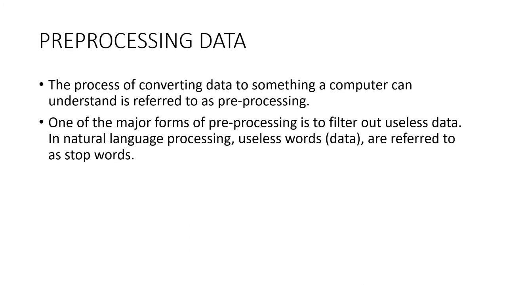Now, what is pre-processing the data, NLP data? What does it mean? The process of converting data to something a computer can understand is referred to as pre-processing. One of the major forms of pre-processing is to filter out useless data. In natural language processing, useless words or data are referred to as stop words.